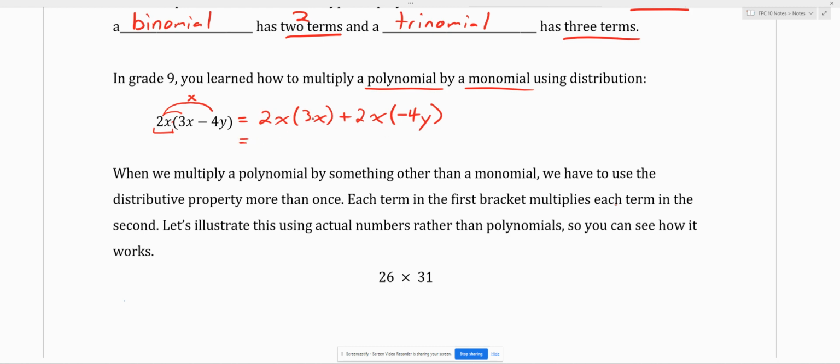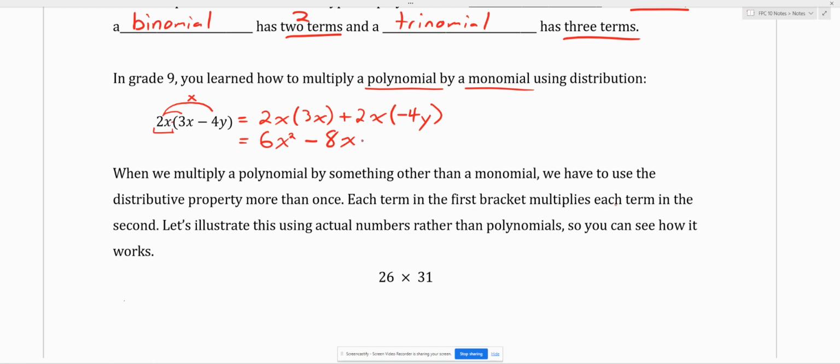So now we're basically just multiplying two pairs of monomials. So combine like with like. It's just like our exponents unit before. 2 times 3 is 6. X times x is x squared. 2 times negative 4 is negative 8.